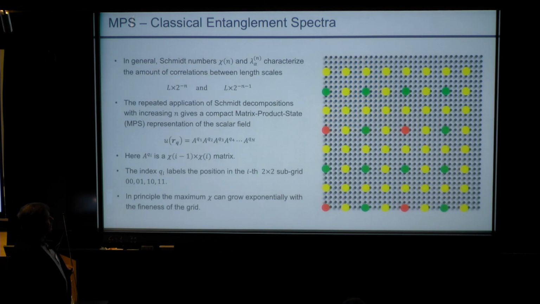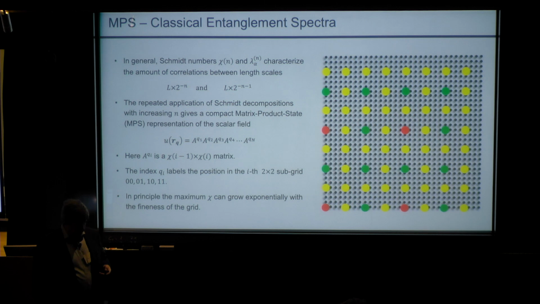And this procedure is continued. So I chop off individual parts of the lattice and develop a matrix product description of the fluid flow, with pairs of qubits always describing certain length scales.